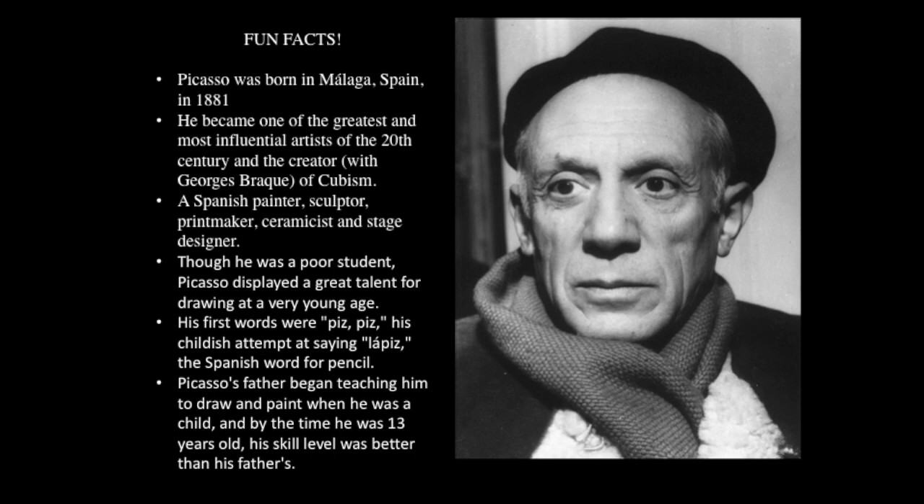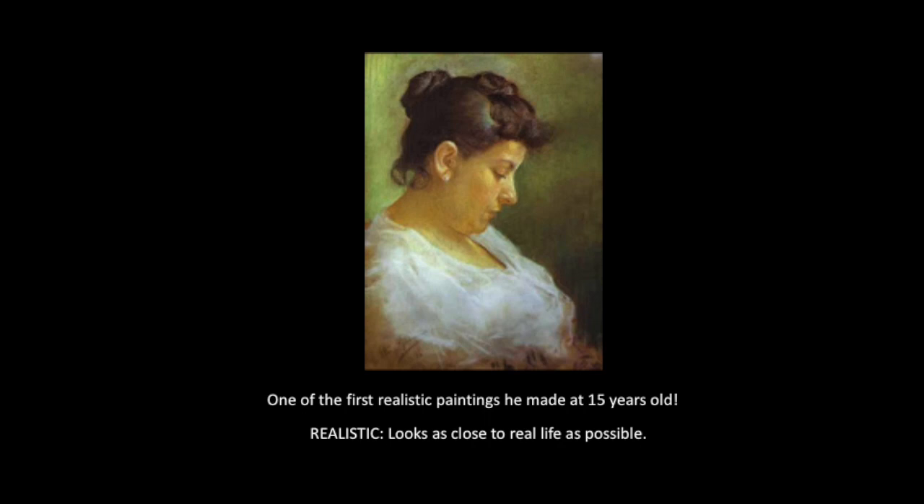He also was taught by his dad to draw and paint when he was a child. And guess what? By the time that he was 13 years old, he had a skill level that was way better than his dad's. So in this next slide, you're going to see a painted picture of a woman. And guess what, guys? He painted this when he was 15 years old. Every time I teach this, I still can't believe it myself. 15 years old really isn't that far off from you guys. And I don't even know if I could paint something this good.